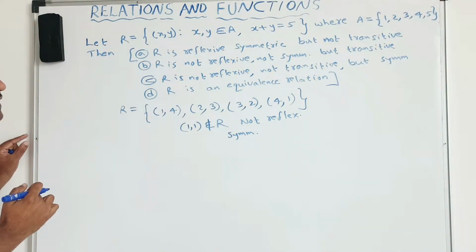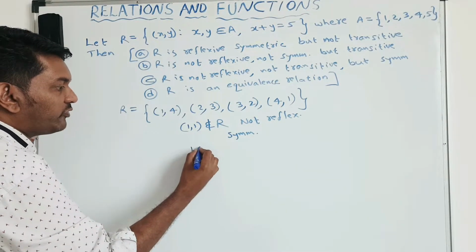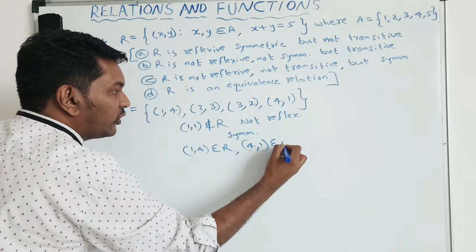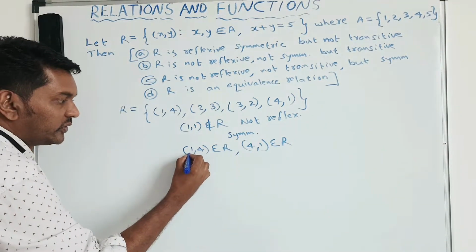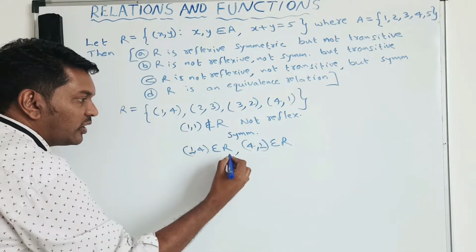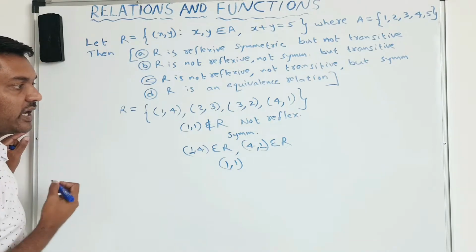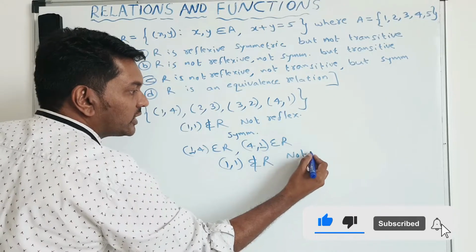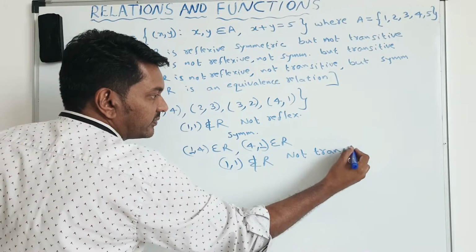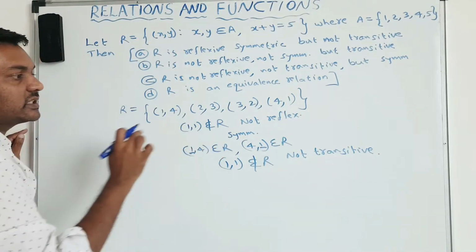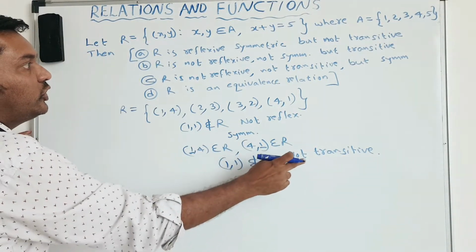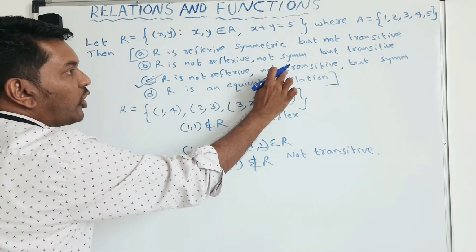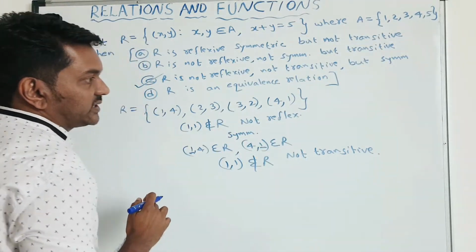Now checking for the condition of transitive. (1, 4) is there in R and (4, 1) is also an element of R. Then to be transitive, (x, z), meaning (1, 1), should be there in R. I am checking: (1, 1) is not an element of R. So it is not a transitive relation. So what we got? It is only symmetric, not reflexive and not transitive. So our answer is option C: R is not reflexive, not transitive, but it is a symmetric relation.